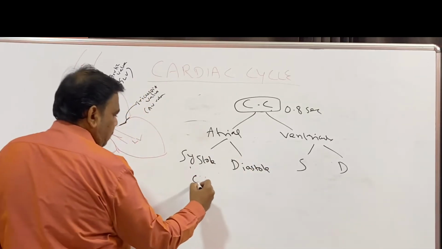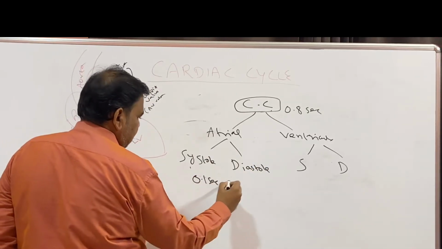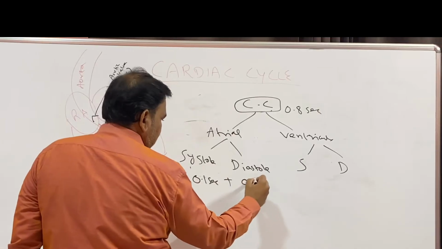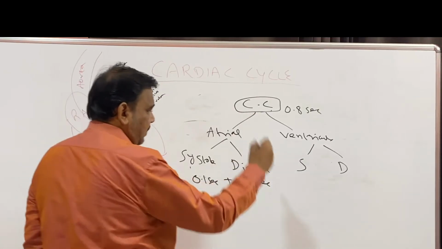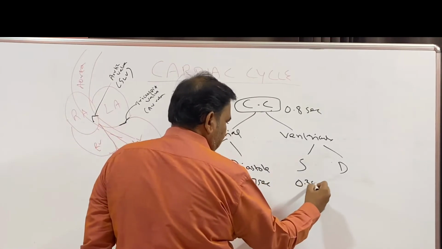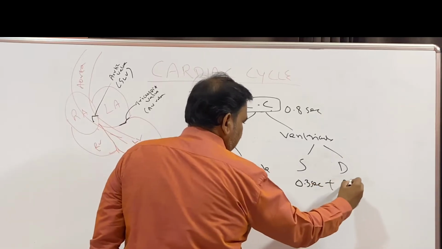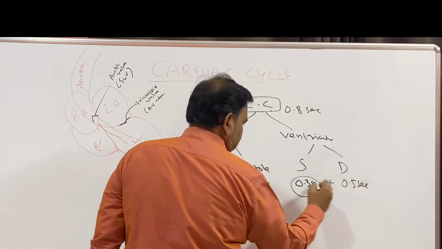So atrial systole, note it down, atrial systole duration is 0.1 second and atrial diastole duration is 0.7 second. Ventricular systole duration is, all these are important, 0.3 second. Ventricular diastole duration is 0.5 second.